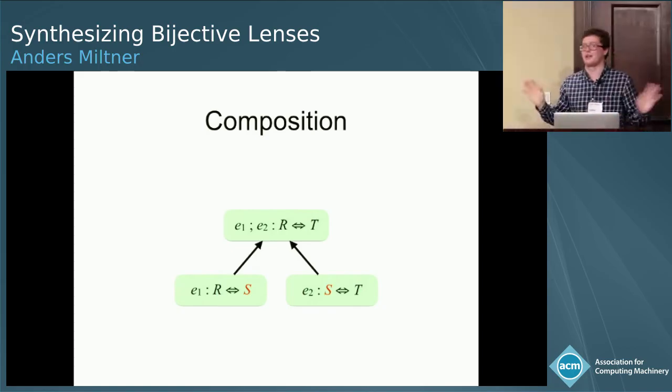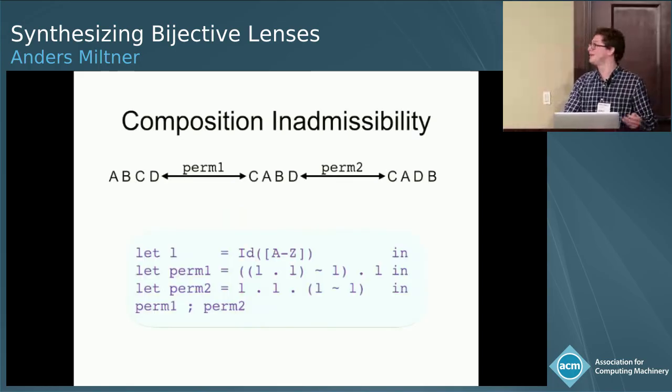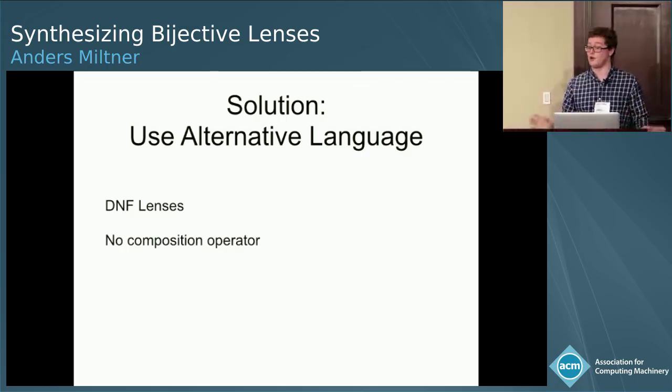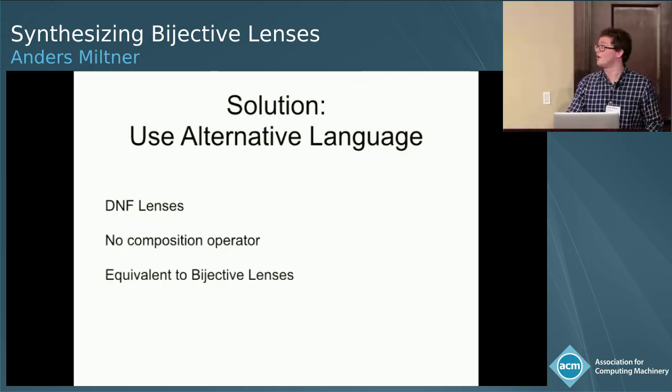So you might just say, okay, let's just remove composition as a rule, but composition is actually inadmissible. We need composition to express the same number of terms. So for example, there are certain permutations that can only be expressed using composition because we only have these binary concats and swaps. So our solution is to use an alternative language of DNF lenses. DNF lenses have no composition operator, and they are also equivalent to bijective lenses.